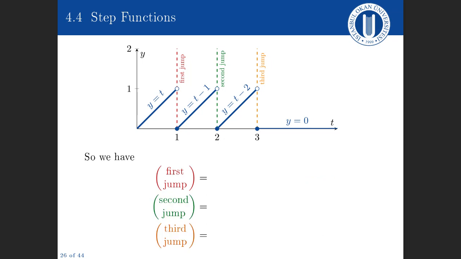Let's look at the first jump. On the right of the first jump, we have y is equal to t minus 1. On the left of the first jump, we have y equal to t. So for the first jump, we do t minus 1 minus t, and we get minus 1. Next, look at the second jump. At the second jump, there's t minus 2 on the right, t minus 1 on the left, so we do t minus 2 minus (t minus 1), and again we get minus 1. Now this makes sense because we go down 1, but the slope of the function doesn't change.